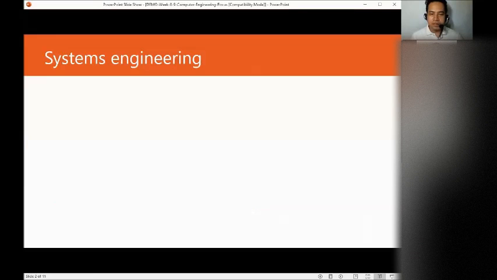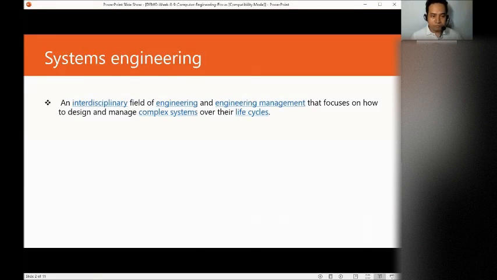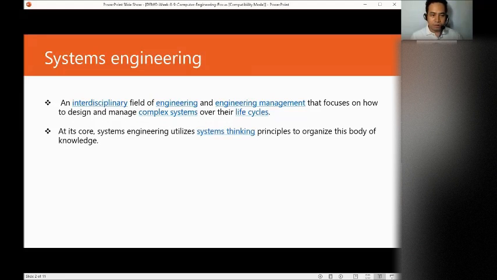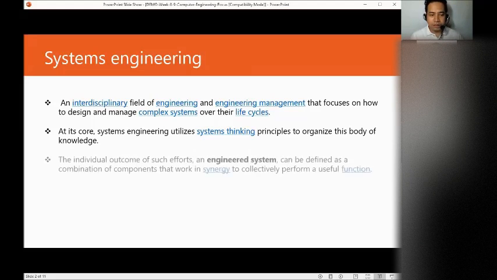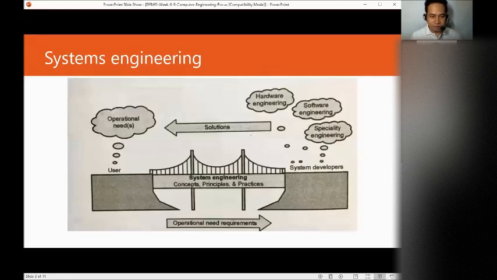Number one is systems engineering. An interdisciplinary field of engineering and engineering management that focuses on how to design and manage complex systems over their life cycles. At its core, systems engineering utilizes systems thinking principles to organize this body of knowledge. The individual outcome of such effort, an engineered system, can be defined as a combination of components that work in synergy to collectively perform a useful function. So this is an example.